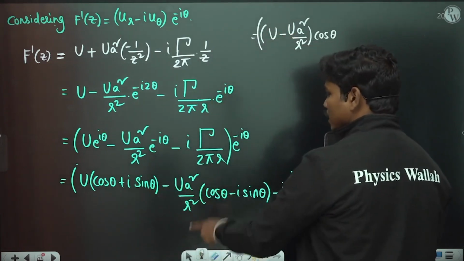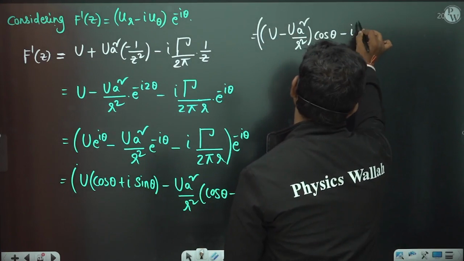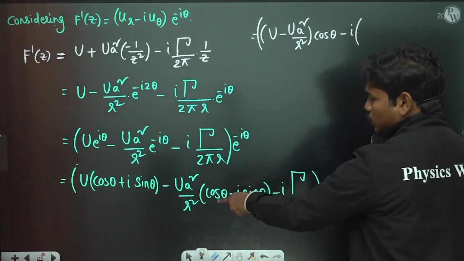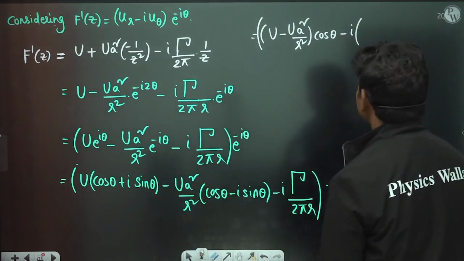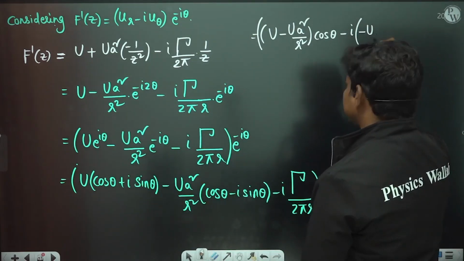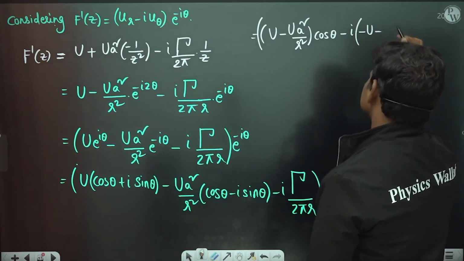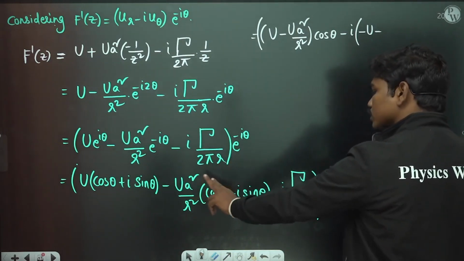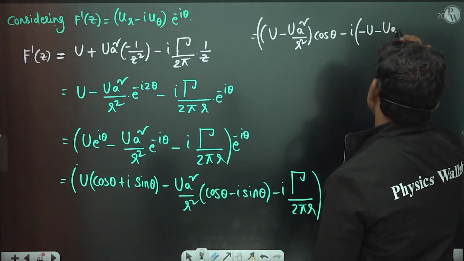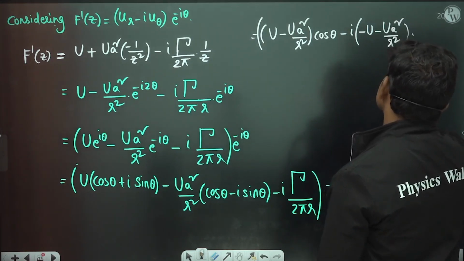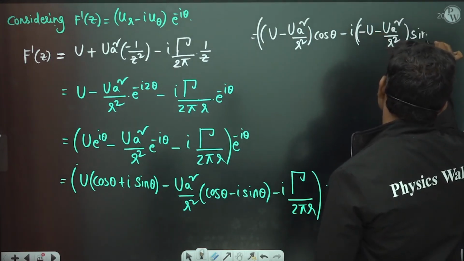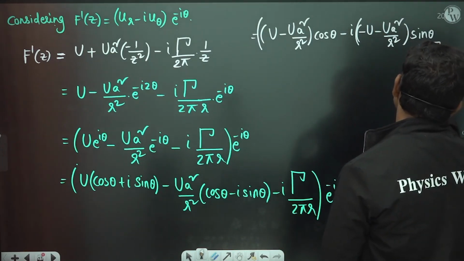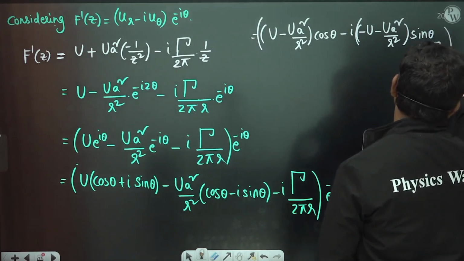Then if you take minus i common here, minus i times of, minus u sin theta, this is plus u, so there is one more minus, so minus u times of... minus u, this is minus of minus is plus, so if you take this minus sign out, we have minus u a square by r square times this sin theta plus this circulation by 2 pi r. So this complete value into e power minus i theta.